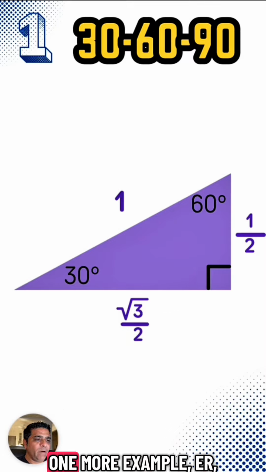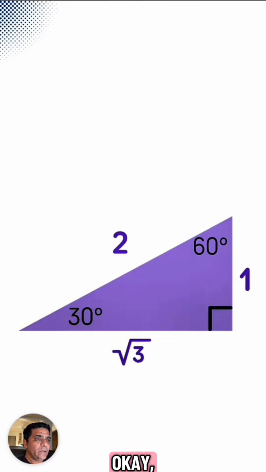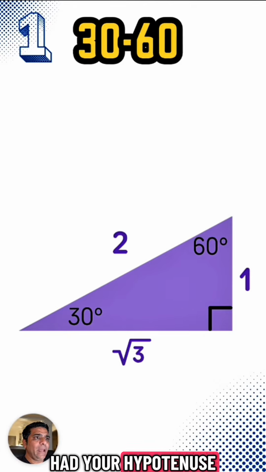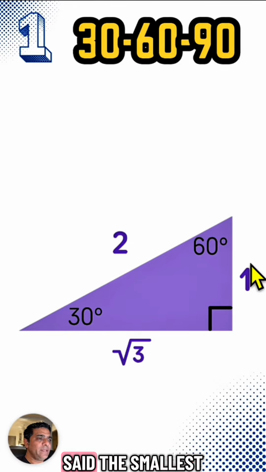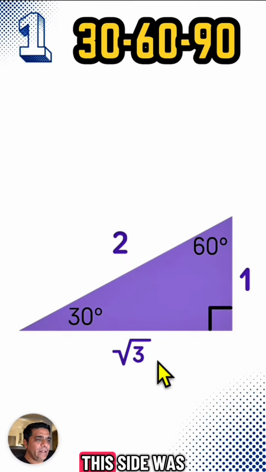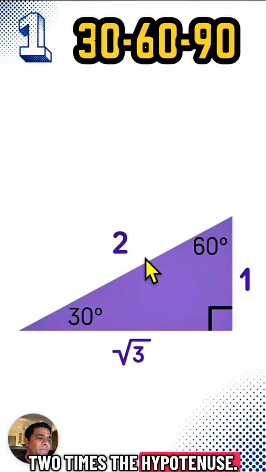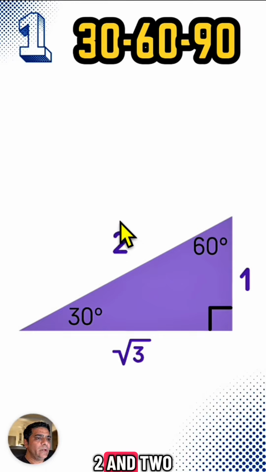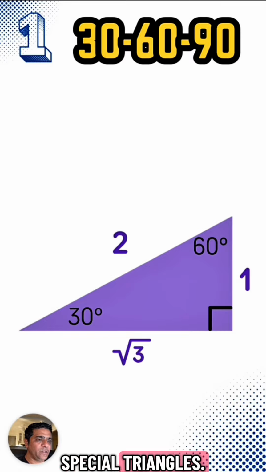So let's take a look at one more example for the 30, 60, 90 degree triangles. Okay, so if you had your hypotenuse to be 2, so remember we said the smallest side was half the hypotenuse, so it's going to be 1, and then we said the third side, this side was going to be root 3 by 2 times the hypotenuse. So 2 times root 3 by 2, 2 and 2 cancel off, so it's just going to be root 3. Okay, so that is our examples of these 30, 60, 90 degree triangles, special triangles.